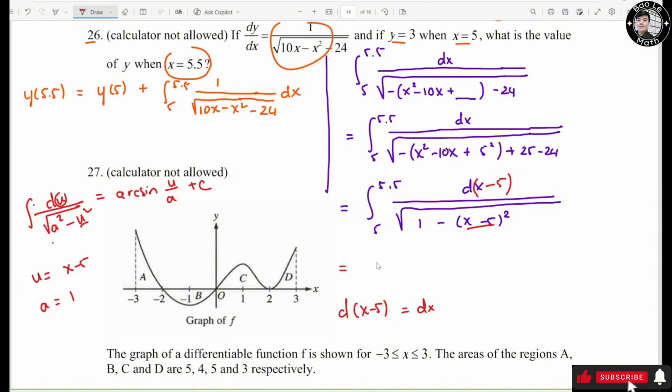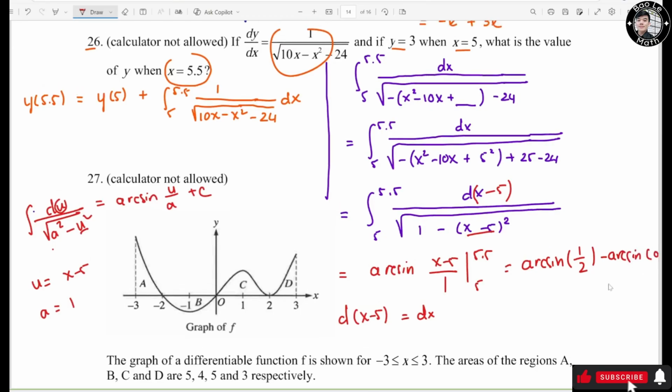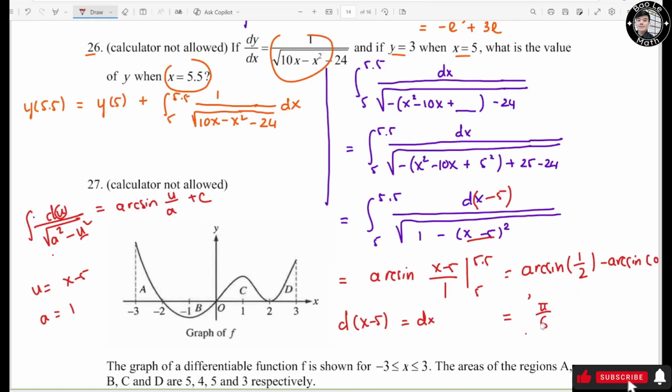So it's going to be arcsine of (s minus 5) over 1, because a equals 1, evaluated from 5 to 5.5. Substitute 5.5 for s, it's arcsine of 1/2. Substitute 5 for s, it's arcsine of 0. Arcsine of 1/2 is pi over 6. Arcsine of 0 is 0. So we have y of 5.5 equals y of 5, which is 3 right here, plus pi over 6.